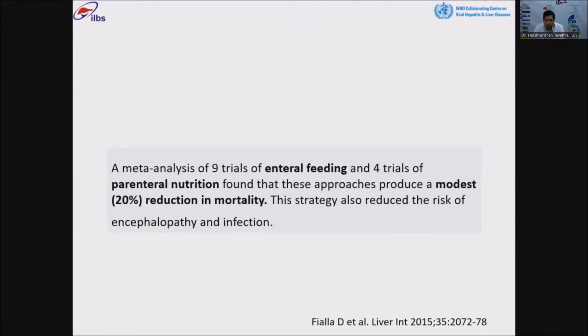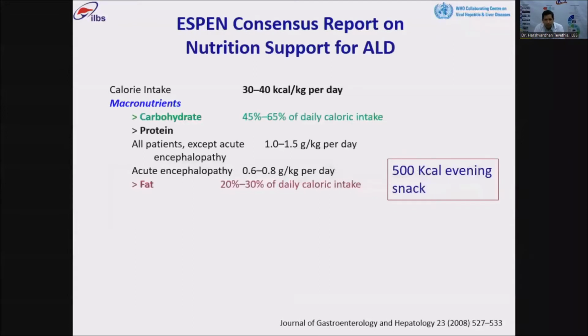Sometimes you can use a nasogastric tube or a nasojejunal tube to feed these patients if there is a poor oral intake in this group of patients. This is the consensus report on the nutrition support for alcoholic liver disease. As you can see, the calorie intake is extremely high. It should mainly comprise carbohydrates and calories.